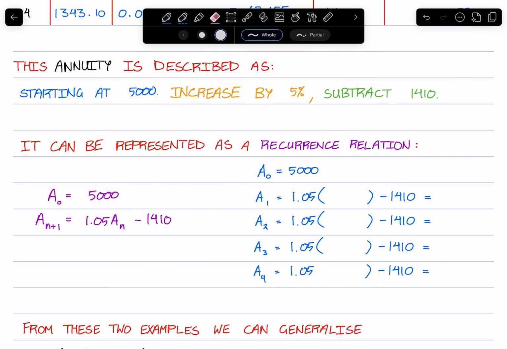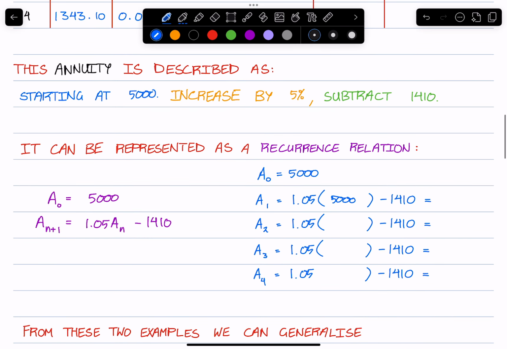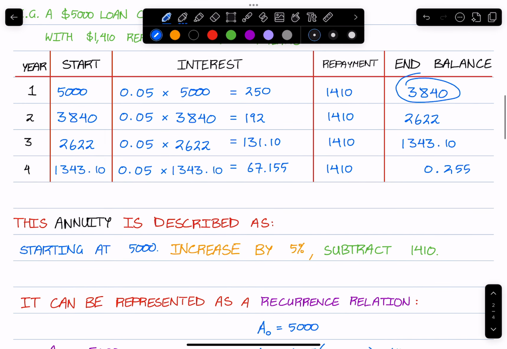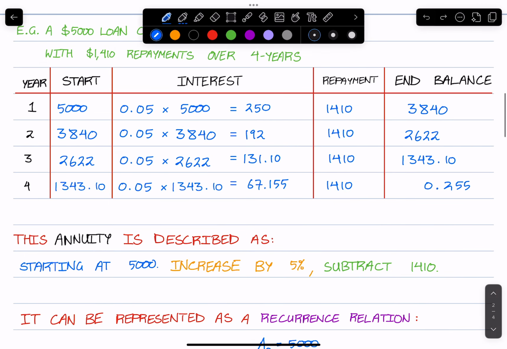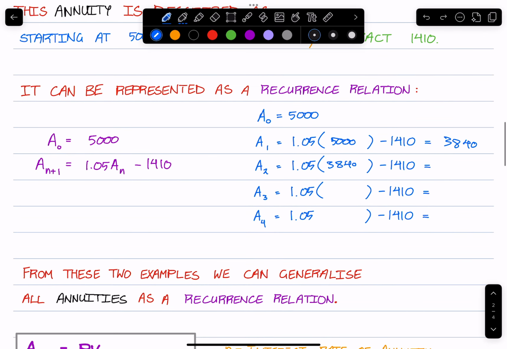If you would like to see it in action, I've prepared it here. You can check using a calculator. You can put $5,000 in. Your first answer will most definitely be that one there, 3840. We take that result, it goes back in, and if you check your calculator, it will indeed be this amount here, 2622.